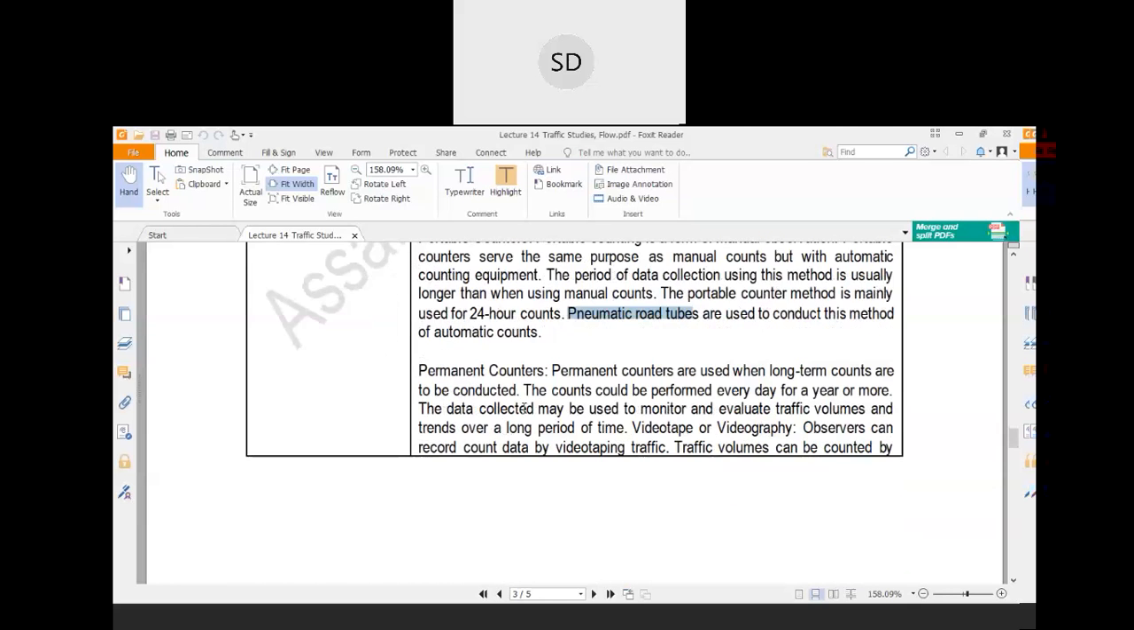Then coming to the next, permanent counters. Permanent counters are used when long-term counts need to be collected. The counts could be performed every day for a year or more. So a large amount of data can be collected by permanent counters. How can it be done? This can be done by applying different methods.